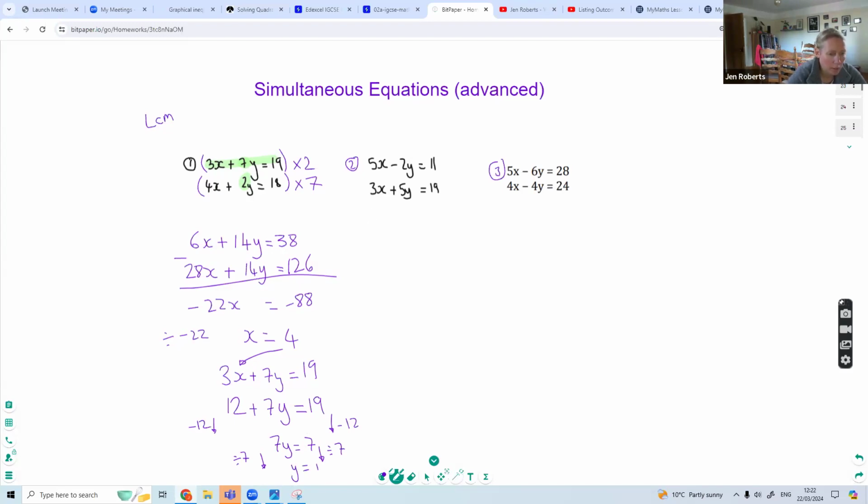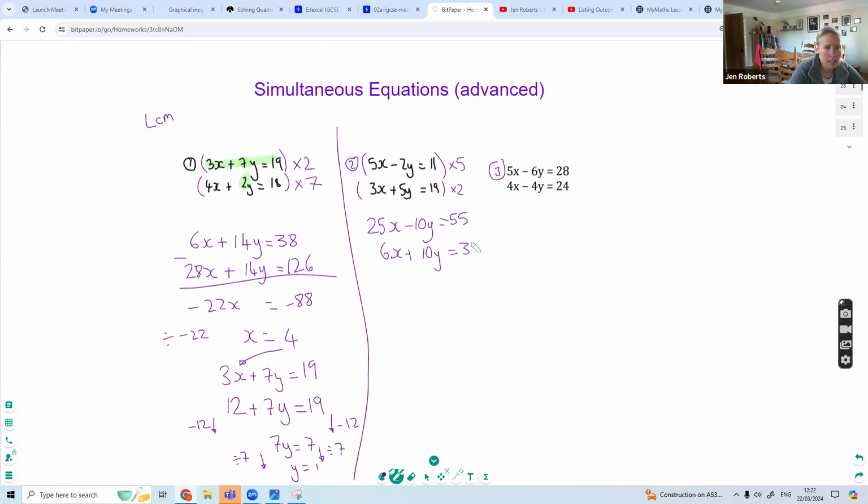So we're going to look at this next one. So again, we need to make our y's the same. Lowest common multiple of 2 and 5 is 10. I'm going to times the top by 5 to make that into 10. And I need to times the bottom by 2 to make that into 10. Times the top by 5: 25x minus 10y equals 55. Times the bottom by 2: 6x add 10y equals 38.